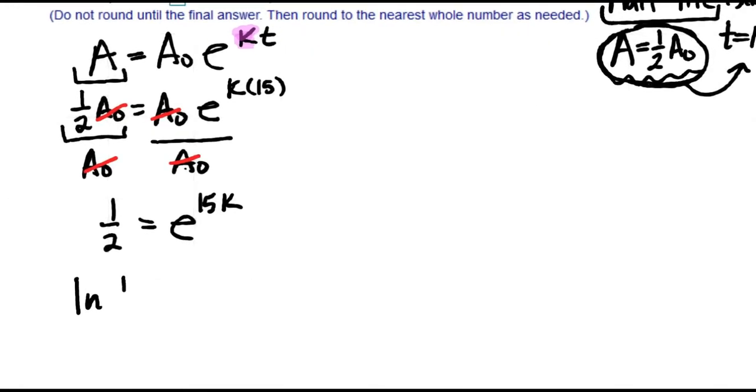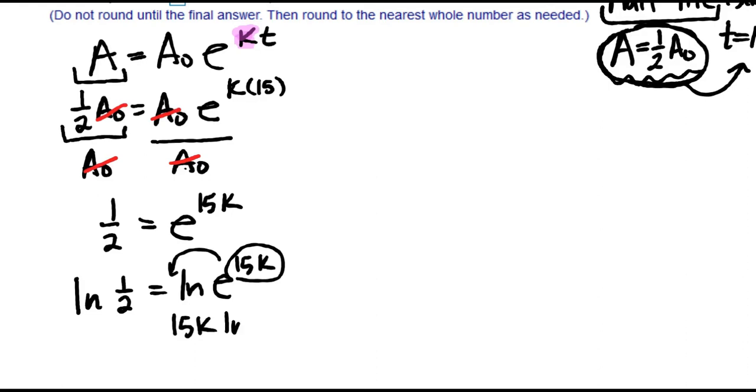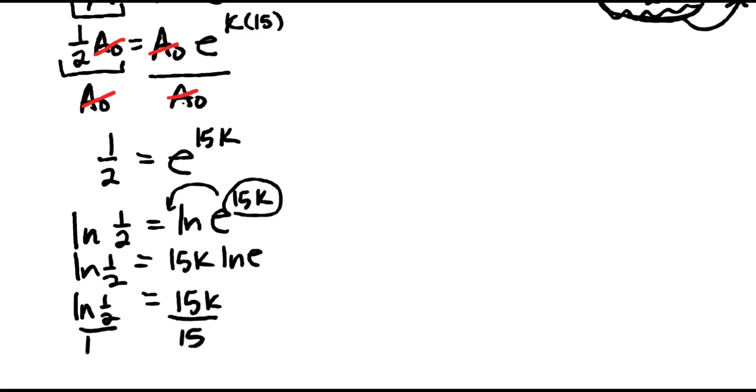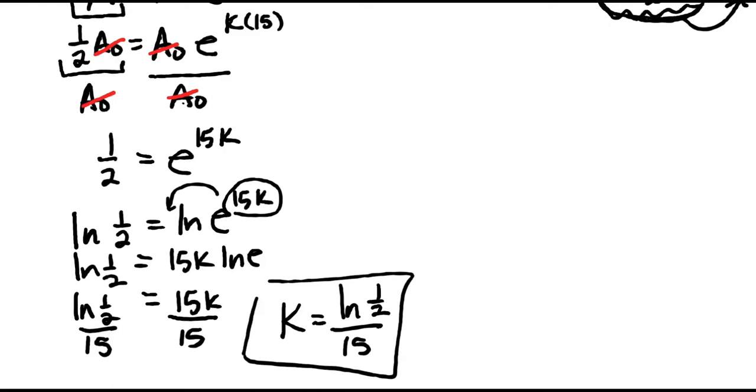I'll take the natural log of both sides. I can use the power rule to bring that 15k out front. Natural log of e is 1, so this is going to be 15k left on the right. I can divide both sides by 15. So I get k, the decay rate, is natural log 1/2 over 15. So I know my growth rate now.